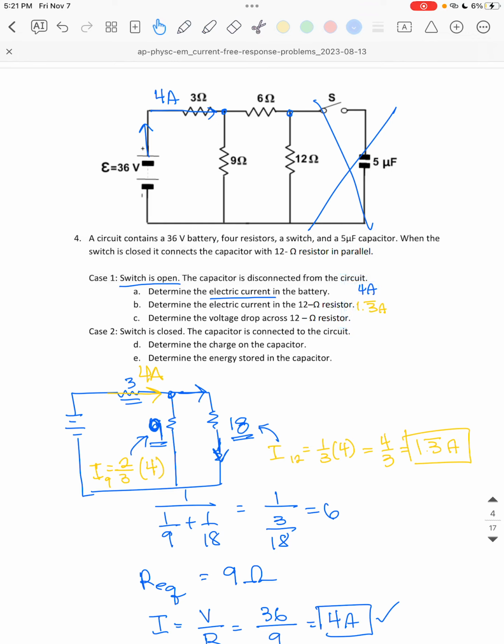Okay, so now the last part is to determine the voltage drop. Since I know that I've got 1.3 amps, voltage is equal to IR, which is 1.3 times a resistance of 12. And if I multiply that together, actually, I'm going to rewrite this as 4/3 because that'll give me a nice value, and I get a voltage of 16 volts.